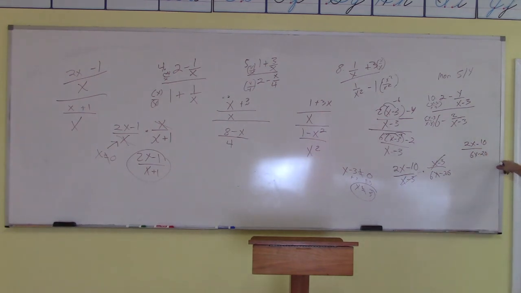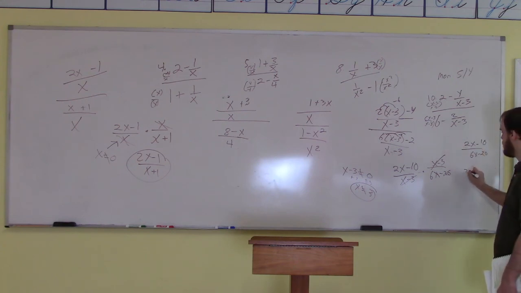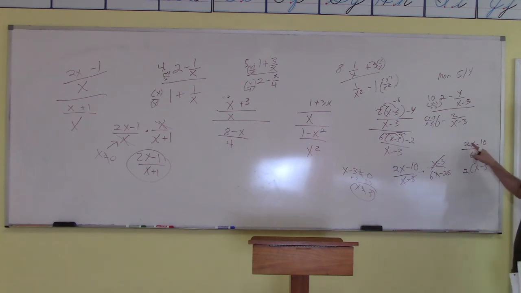The only question is, can I pull anything out to kind of simplify this a little bit? So notice the 2x and the negative 10 have something in common. They both have a 2 in common. So if I pull a 2 out, that will leave me 2x minus 5. 2 will go into 2x once, leaving me the x here. 2 will go into 10, negative 5 times.